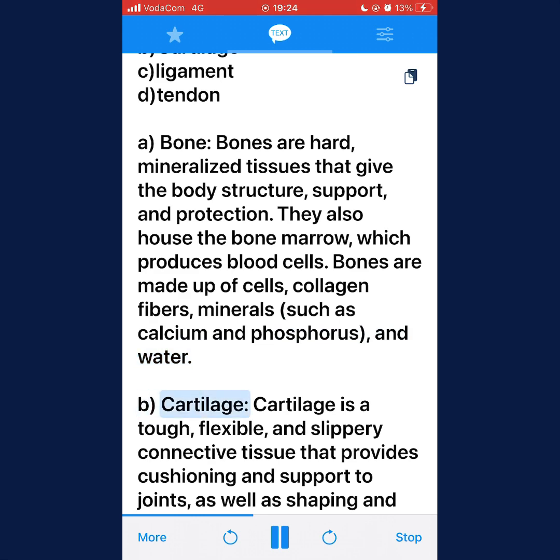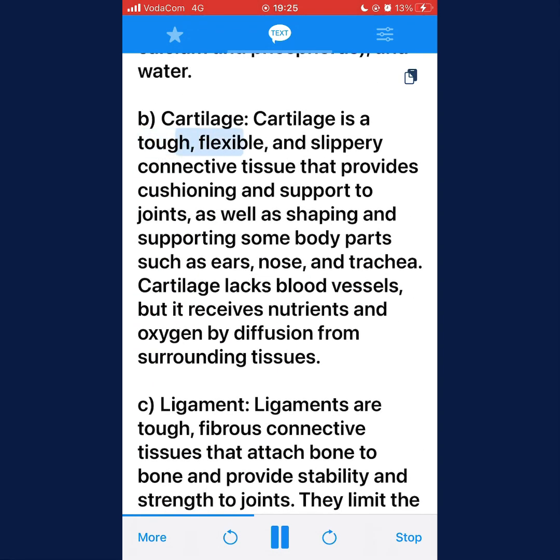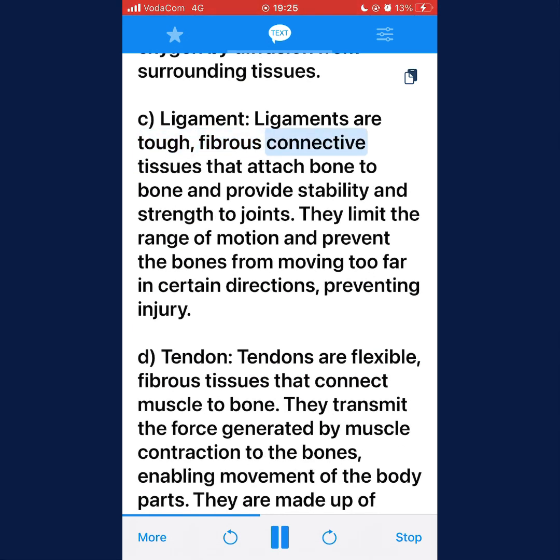B. Cartilage. Cartilage is a tough, flexible, and slippery connective tissue that provides cushioning and support to joints, as well as shaping and supporting some body parts such as ears, nose, and trachea. Cartilage lacks blood vessels, but it receives nutrients and oxygen by diffusion from surrounding tissues. C. Ligament. Ligaments are tough, fibrous connective tissues that attach bone to bone and provide stability and strength to joints. They limit the range of motion and prevent the bones from moving too far in certain directions, preventing injury.